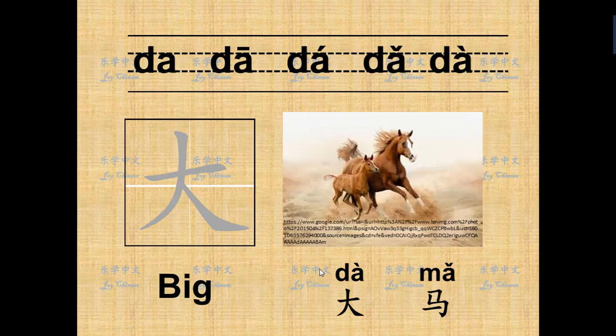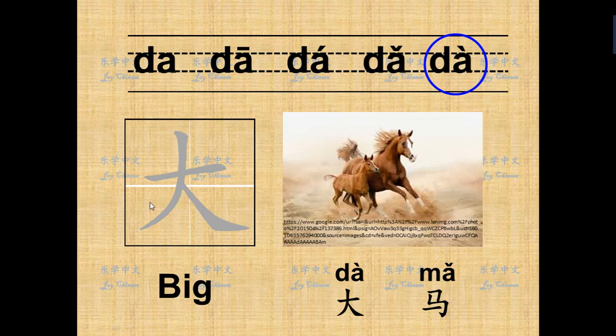Okay, let's try the first combination, d and a. As we have learned previously, da, this is a light tone. Then we go for the first tone, second, third, fourth. Here I pick the pronunciation of da for you. It's this one. It means big. So when you want to say something is big, you say da. For example, we learned ma in the previous video. You can combine these two together, da ma, means big horse.